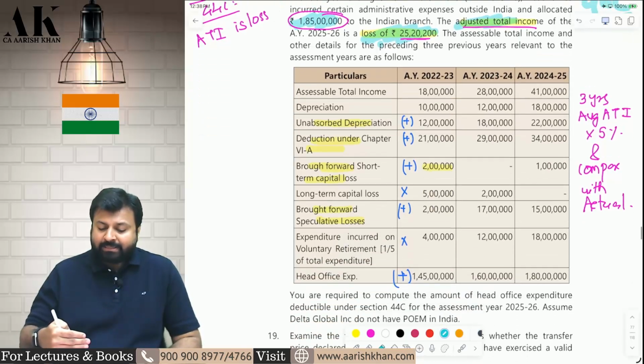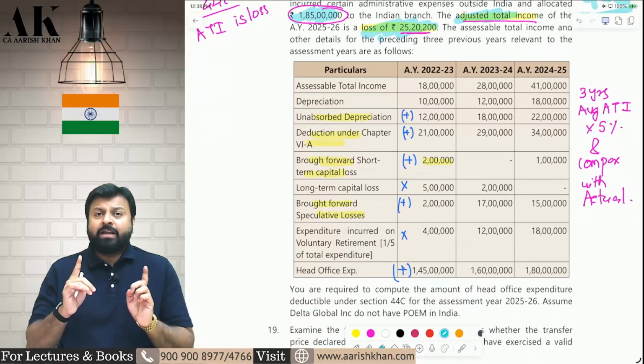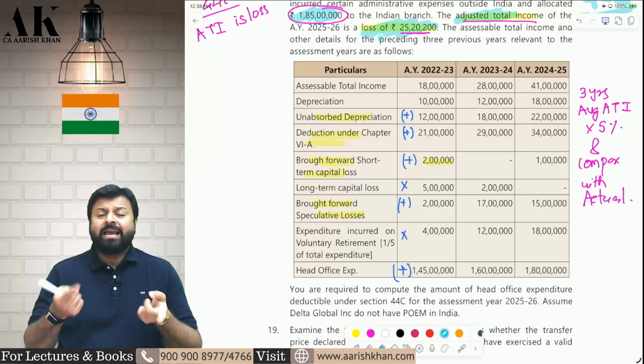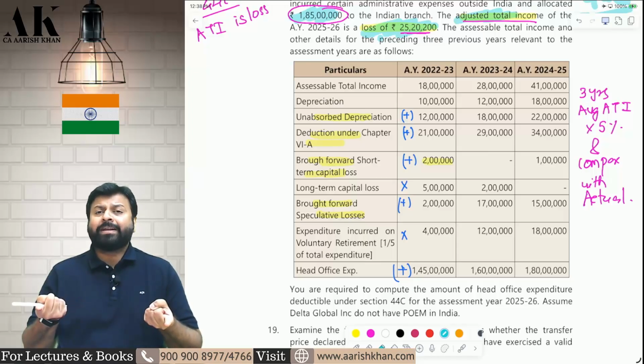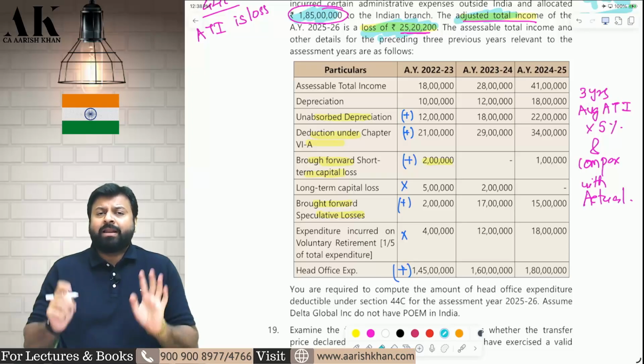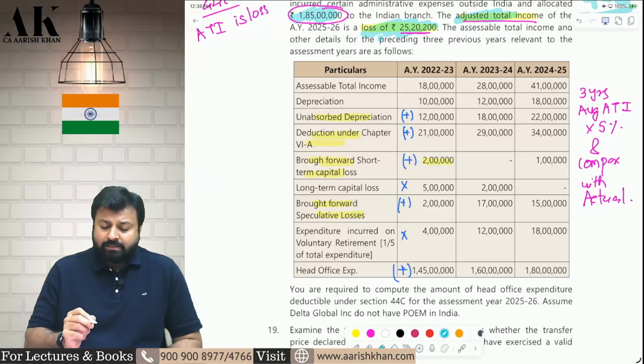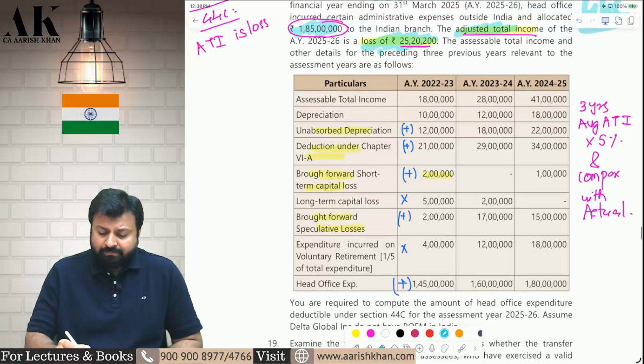Therefore, last 3 years adjusted total income is given. We need to find out the adjusted total income of last 3 years, and then we have to add all 3 of them, then divide by 3. That will be our average adjusted total income. Take 5% of average adjusted total income, compare with actual amount allocated, 1 crore 85 lakhs, whichever is lower will be allowed as deduction. Now, how to find out average adjusted total income?